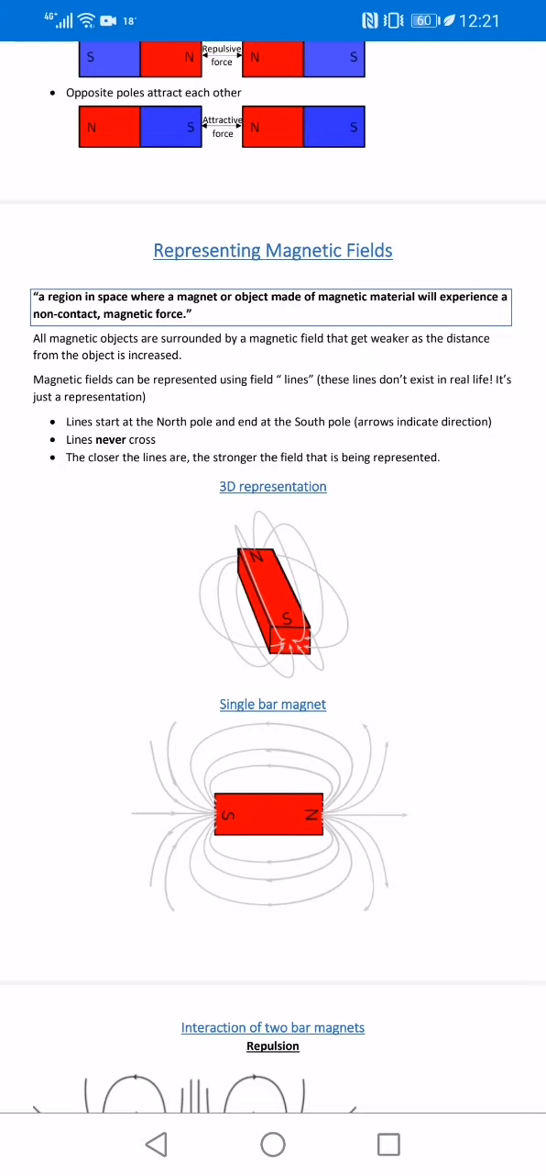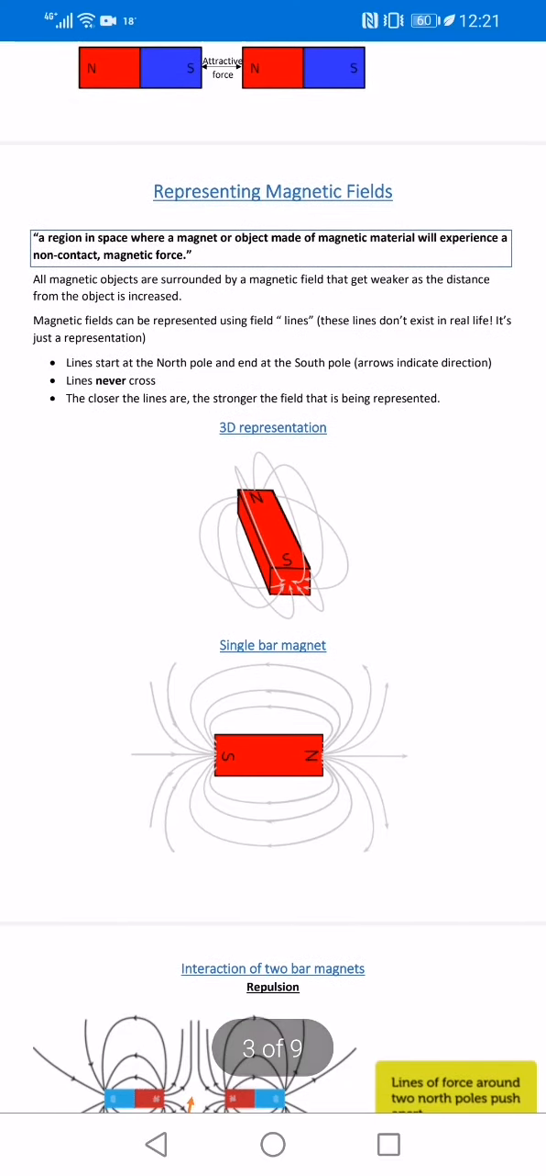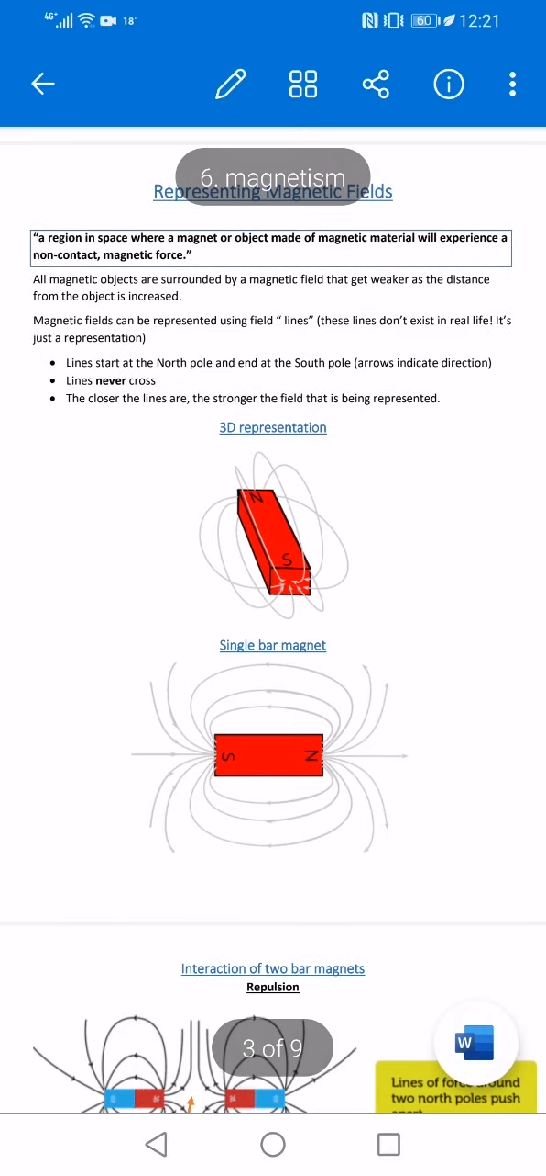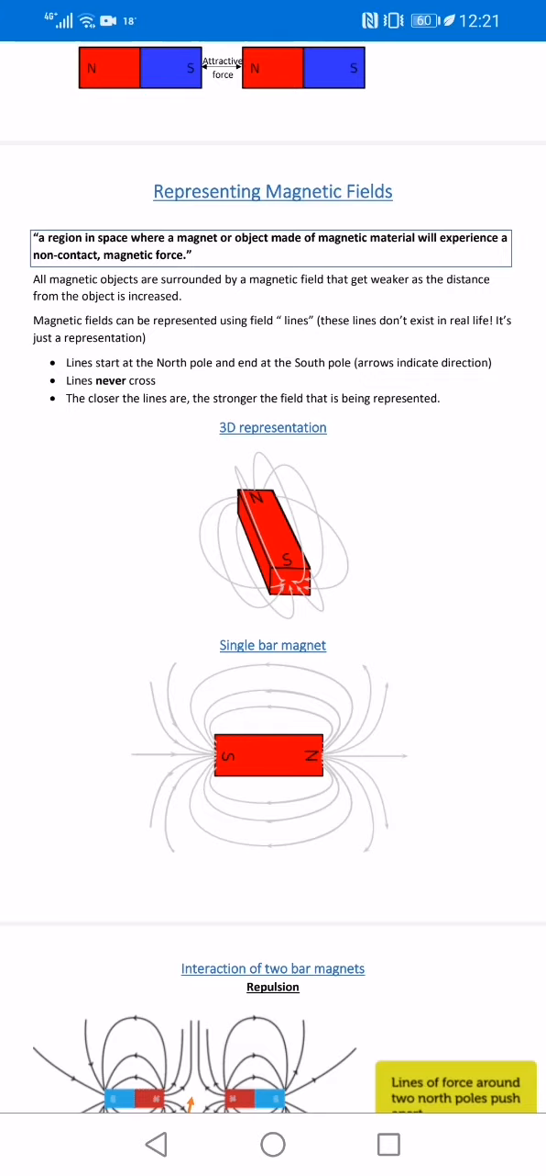Now, when we represent a magnetic field, firstly, what is a magnetic field? So, formal definition here in the block, you need to know it. It is a region in space where a magnet or object made of magnetic material will experience a non-contact magnetic force. Okay, so very important you have all of that, please.